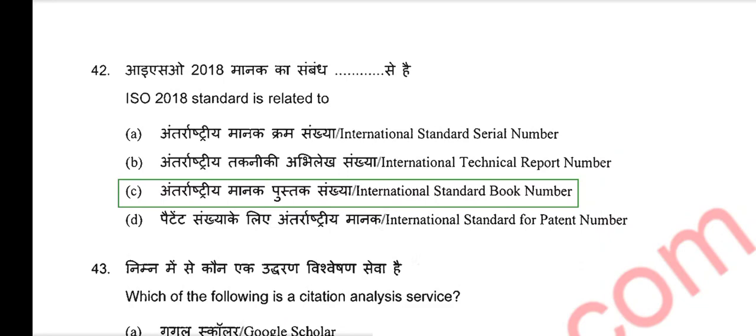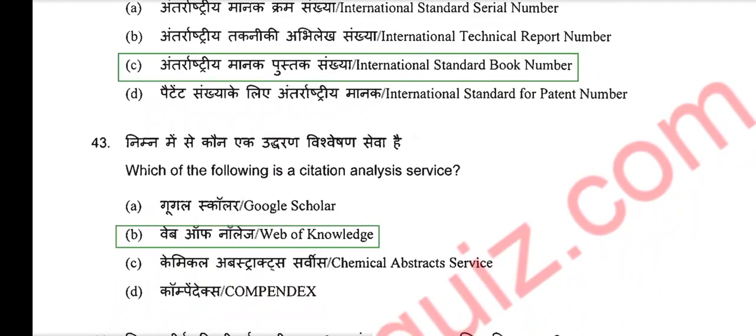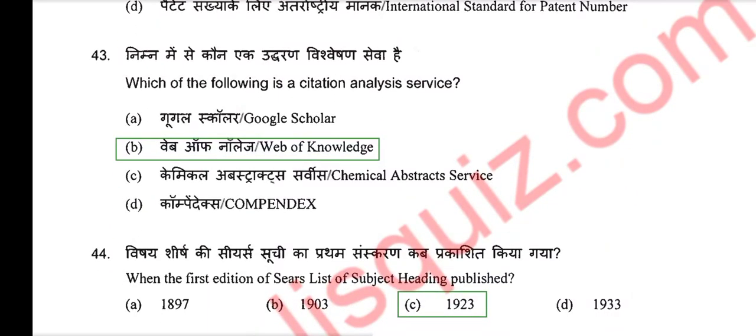The next question is 42, that is ISO 2108 standard is related to, and the correct option is C, International Standard Book Number. Let's move to the next question, that is 43. Which of the following is a citation analysis service? The correct option is Web of Knowledge.